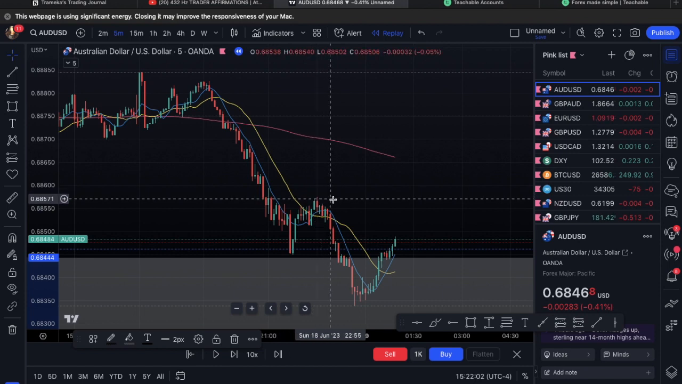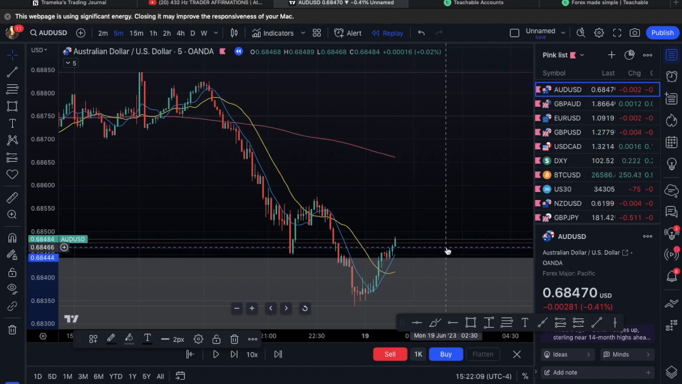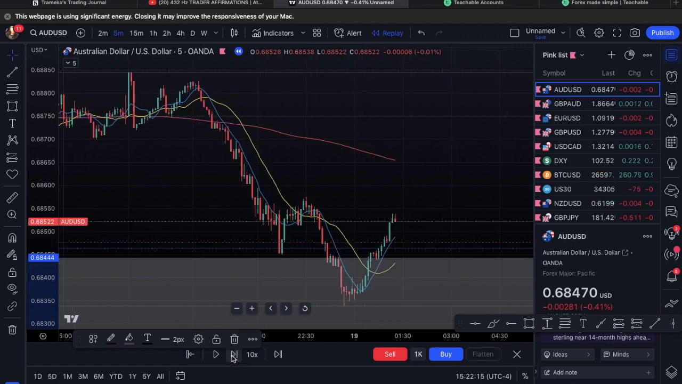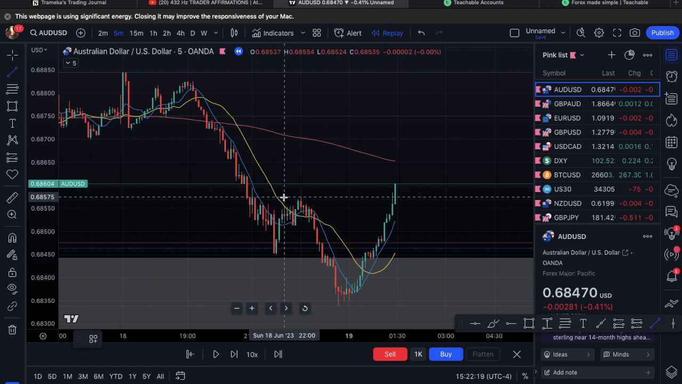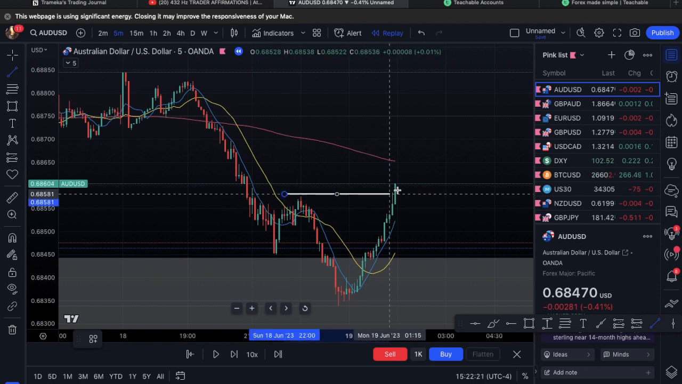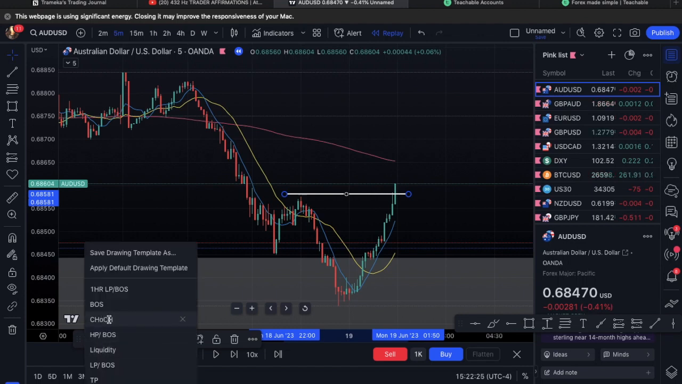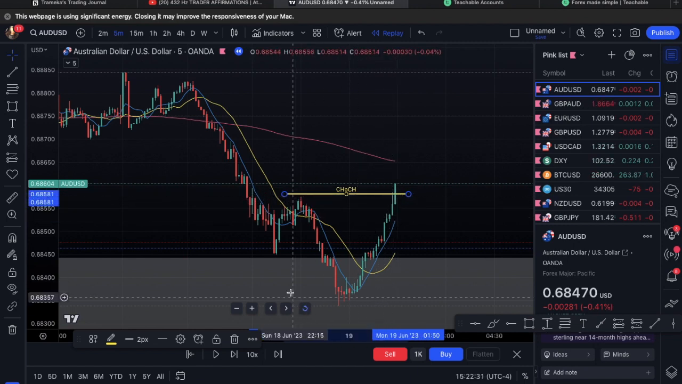So what we want to see is a break in this structure. That's a change of character, and then we want to see it pull back down to pull back up. All right, so we did get a change of character here. So it's giving us signs that it wants to start pushing up.